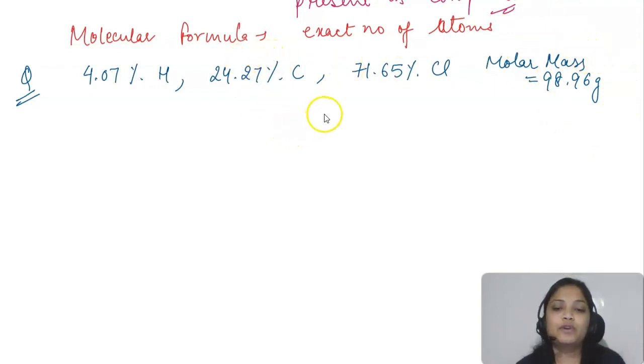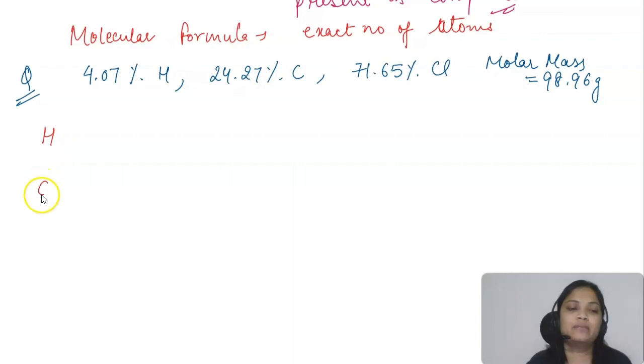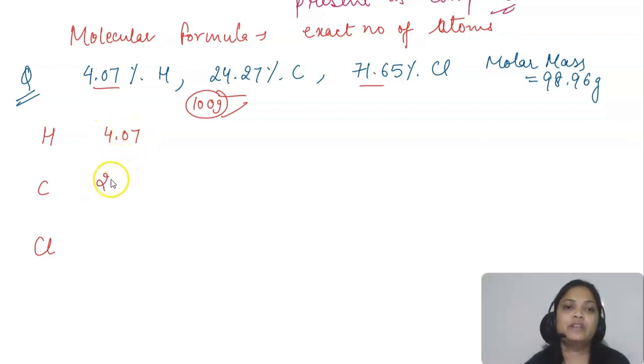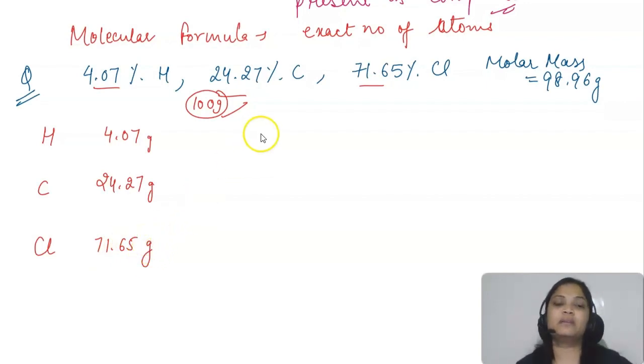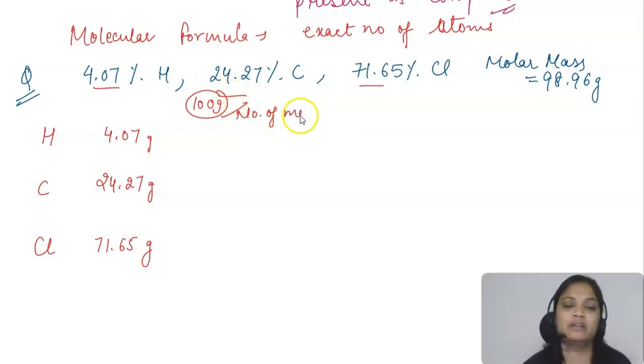So what I am going to do is, firstly I will write whichever elements are there: hydrogen, carbon and chlorine. Since it's in percentage, I'll be converting it to grams. Let's say I have 100 gram of the compound, so 4.07 grams would be hydrogen, 24.27 grams would be carbon and chlorine would be 71.65. This is the reason I gave you the mole concept before this session, because now I want to calculate the number of moles of each element. How am I going to calculate the number of moles? By dividing by their molar masses.